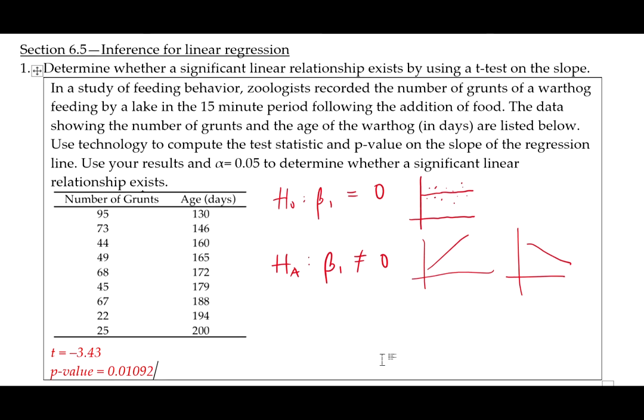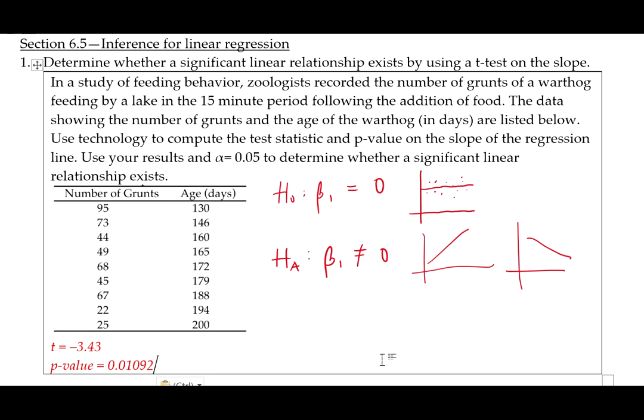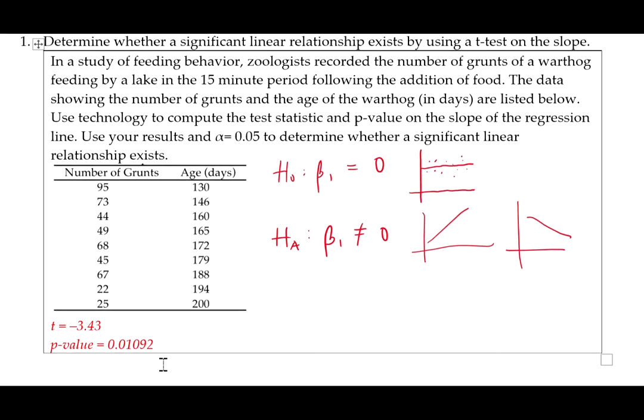Using this p-value, we can compare it to our alpha of 0.05. This p-value is less than the alpha of 0.05, so therefore we would reject the null hypothesis that the slope is equal to 0, meaning that there is no relationship between the two variables, and we would have sufficient evidence to conclude that the alternative hypothesis is true. In other words, there is a significant linear relationship between number of grunts and age in days.